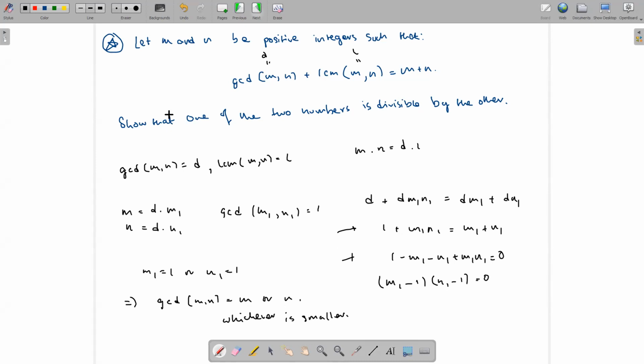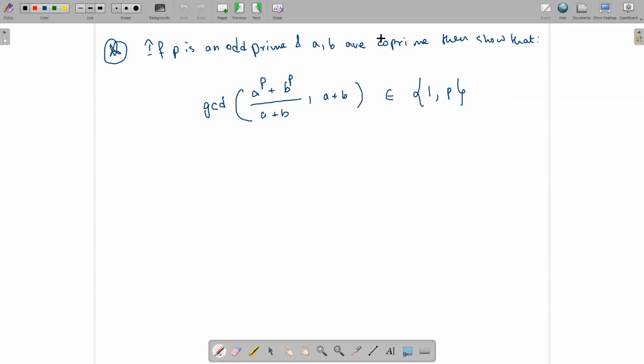So let's go to the next one then. If p is an odd prime, and a and b are co-prime integers, show that the GCD of (a to the power of p plus b to the power of p) divided by (a plus b), comma, and a plus b is either 1 or p.